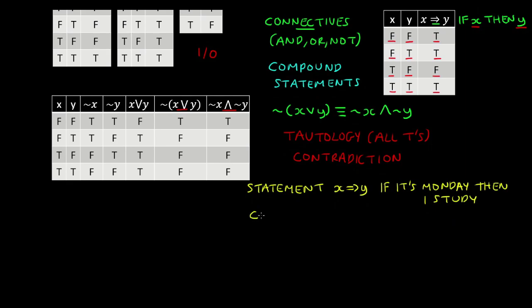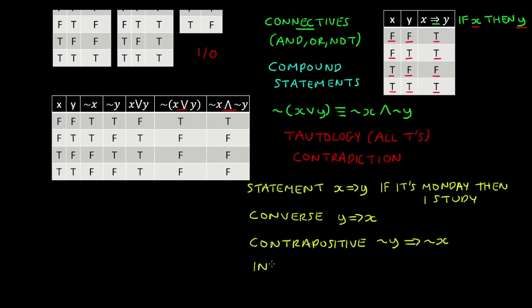Now the converse of this statement is y implies x. So that would be if I study, then it's Monday. So we read this backwards. And the contrapositive is not y implies not x. So for example, if I do not study, then it's not Monday, is the contrapositive of this statement.